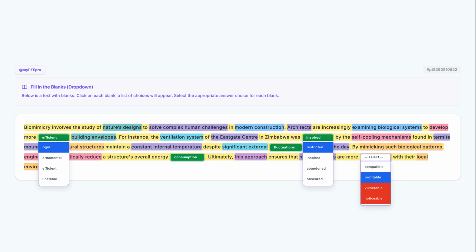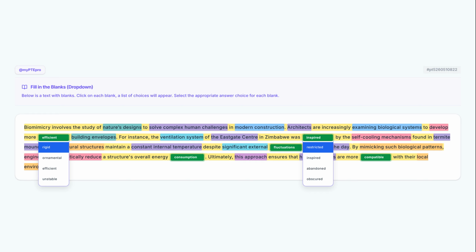Incorrect. Compatible is the correct choice because it describes a state where two things, human habitats and local environments, work well together without conflict. This summarizes the ultimate benefit of biomimicry as presented in the text. Profitable is too narrow, vulnerable suggests a negative outcome, and noticeable is irrelevant to the functional goals of modern construction inspired by nature.